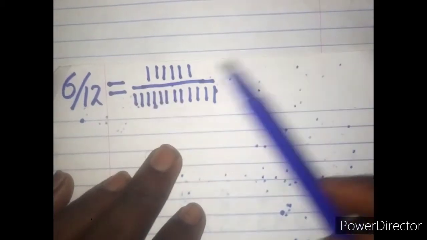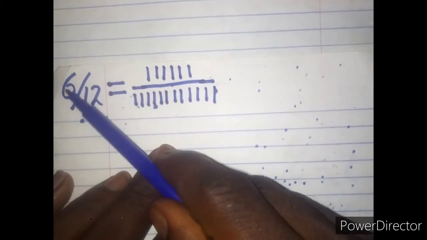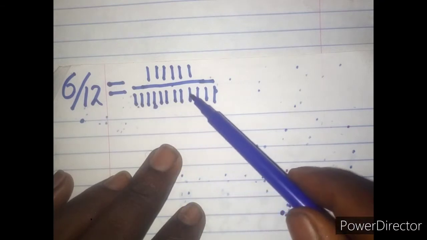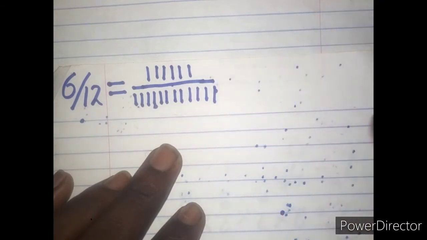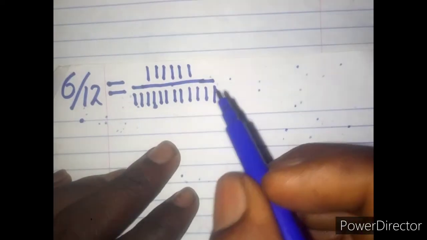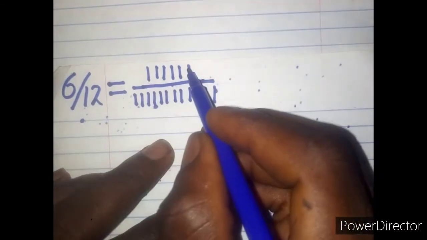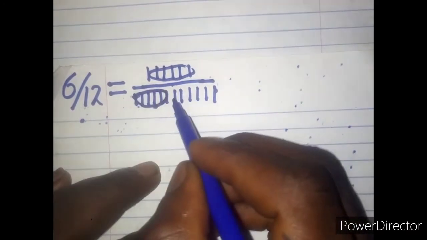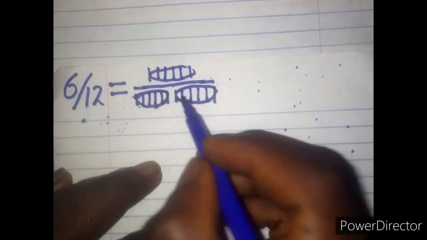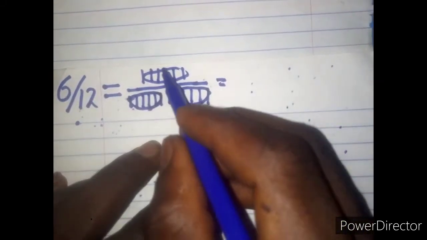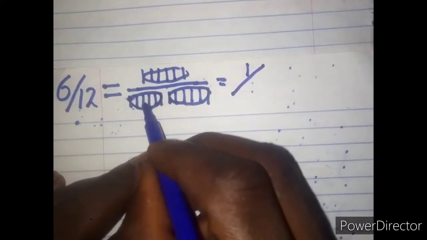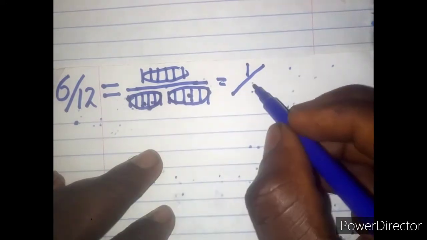What you do here is count the six strokes, 1, 2, 3, 4, 5, 6, and then count the 12 also, 1, 2, 3, 4, 5, 6, 7, 8, 9, 10, 11, 12. Next, you group them into 6. Count 6 from here, then group the remaining 6 also. So what we have here is 1 group over 2 groups, which is 1 over 2.